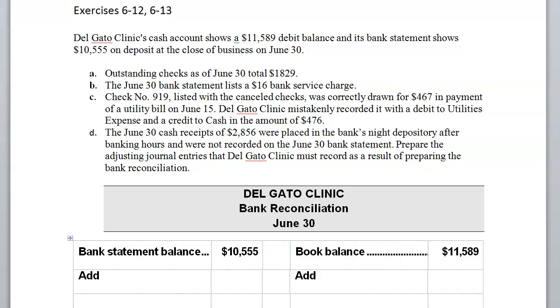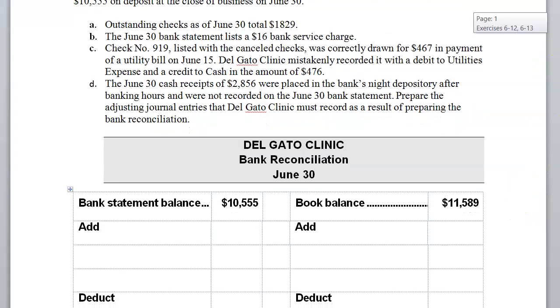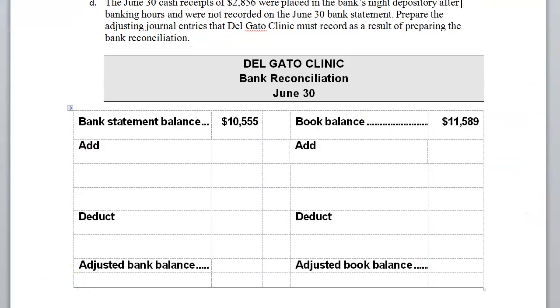So the first item, outstanding checks as of June 30th total $18.29. These are checks that we have recorded in the general ledger. We've written the checks, we've mailed them, but they have not yet cleared the bank. So we need to subtract them from the bank balance.